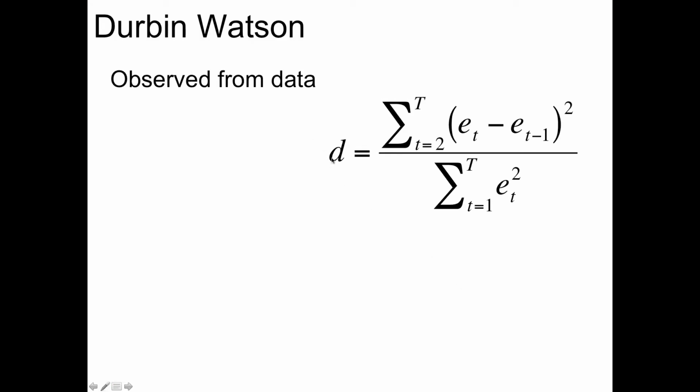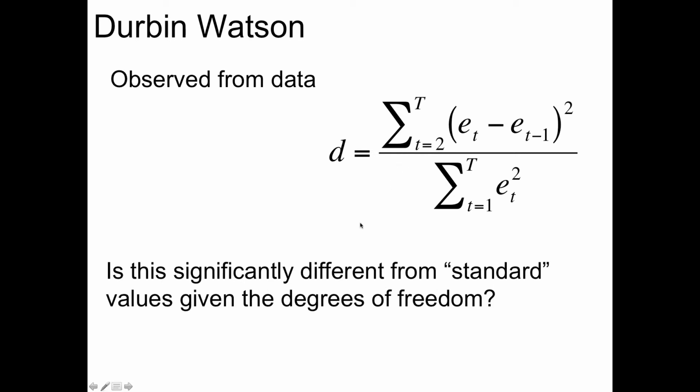So we can calculate that statistic from our data, and this value should be statistically equal to 2. There are standard tables of Durbin-Watson statistics that, given the degrees of freedom we have, will tell us whether this is within a certain confidence level of the value 2. That's the way to detect it. That would be an easy thing we could do if you chose to.